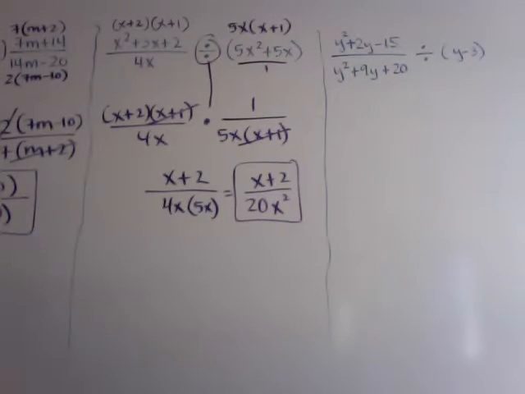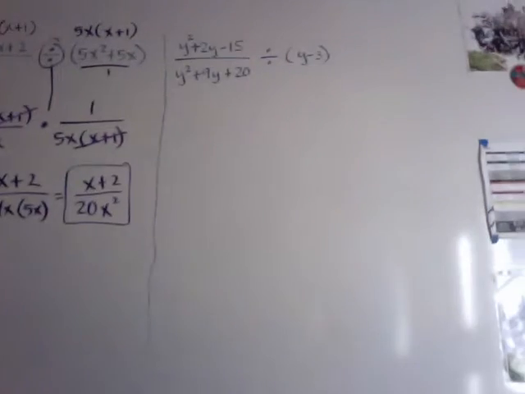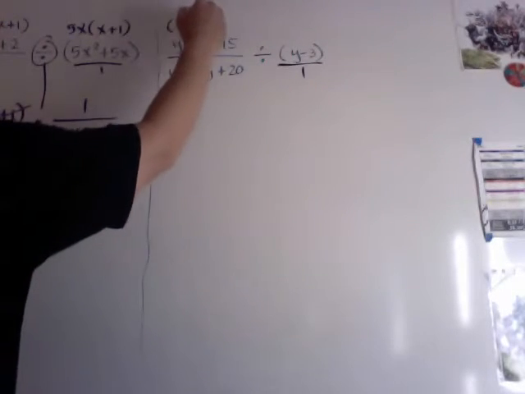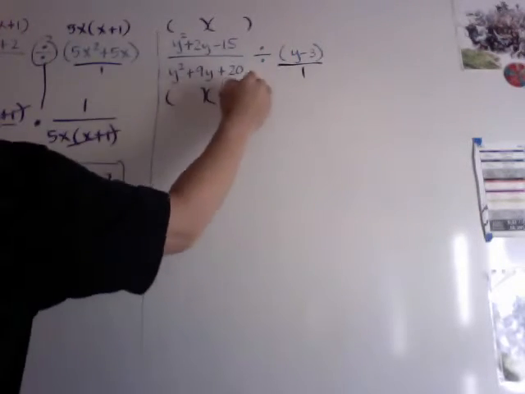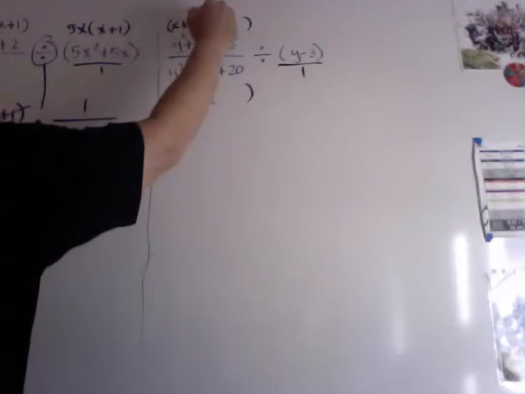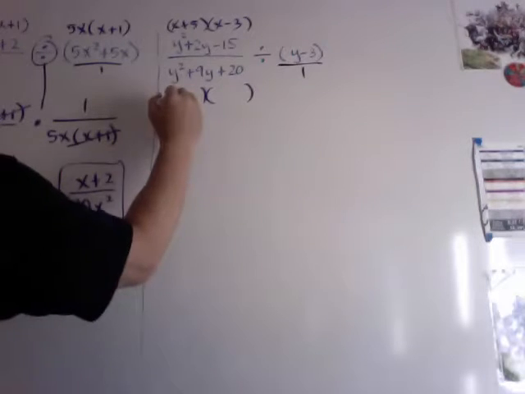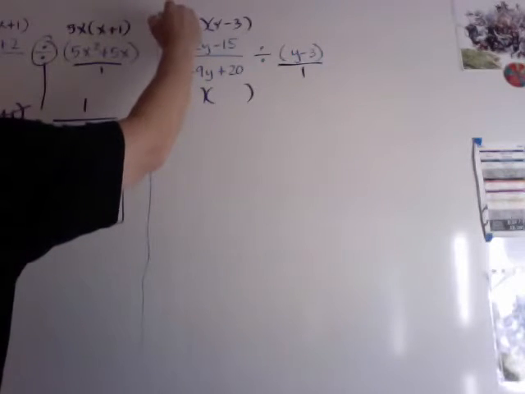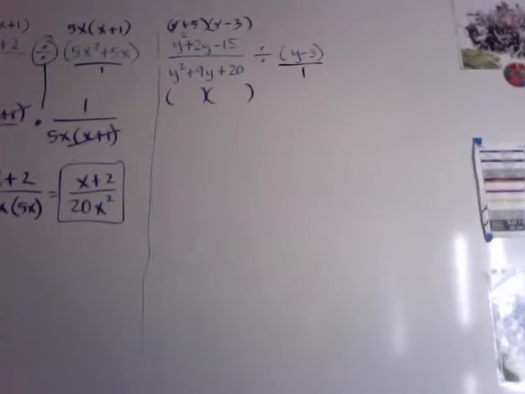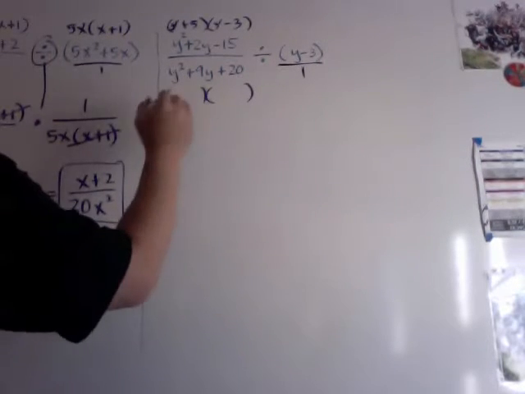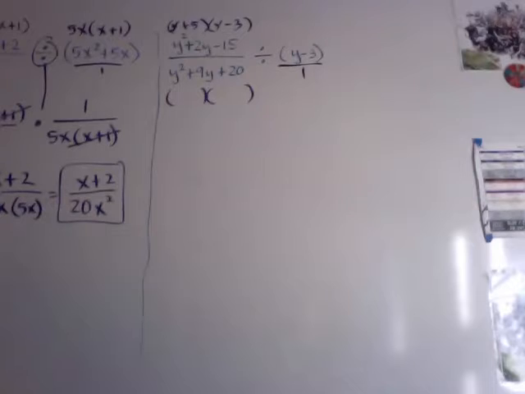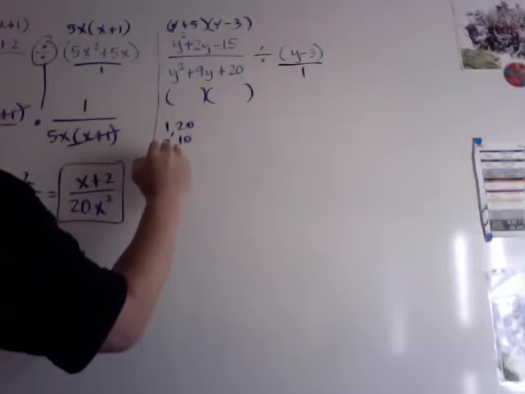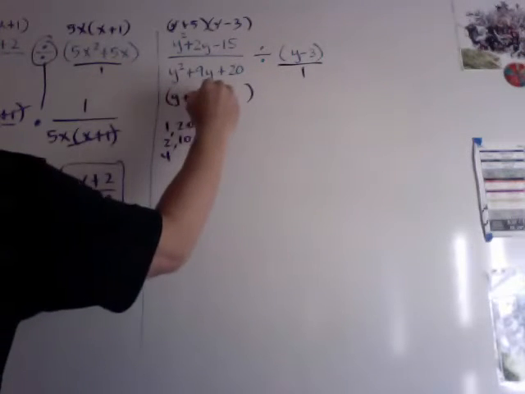Okay? And here's the last problem I got for you guys. So again, I just did a whole bunch of examples for you. I'm going to just put it over 1. I'm going to factor this one, and I'm going to factor this one. So when I factor this one, it is x plus 5, x minus 3. Or I'm sorry, y. So these are y's. And then on the bottom would be nothing. 1 and 20, 2 and 10, 4, oh, and 4 and 5, I'm sorry. y plus 4, y plus 5.